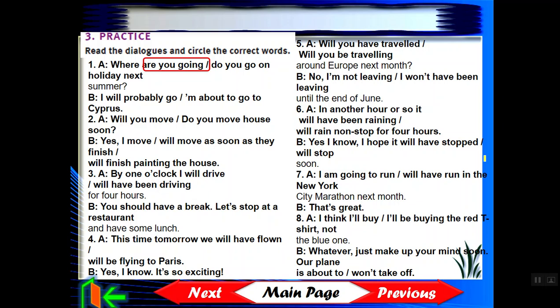Okay, not present simple. Do you go? It is in the present simple. I will probably go. I'm about to go to Cyprus. Cyprus in Arabic means Qobrus. So here you say I'll probably go because you are talking about future plans.